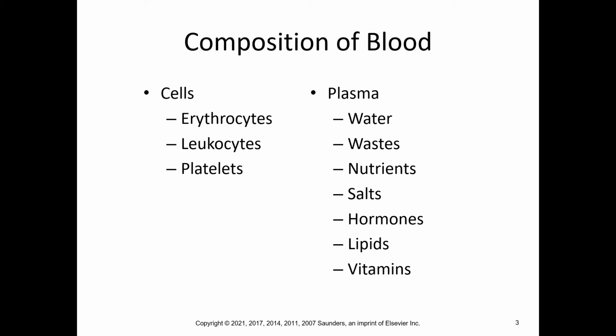Blood plasma. Plasma is mostly water. In fact, over 90% of your plasma is water, with the other substances being wastes, like carbon dioxide, nutrients like glucose, salts like sodium, hormones, lipids, and vitamins.